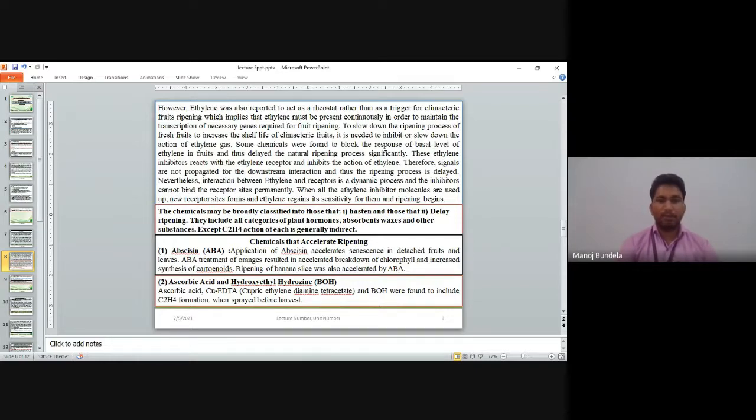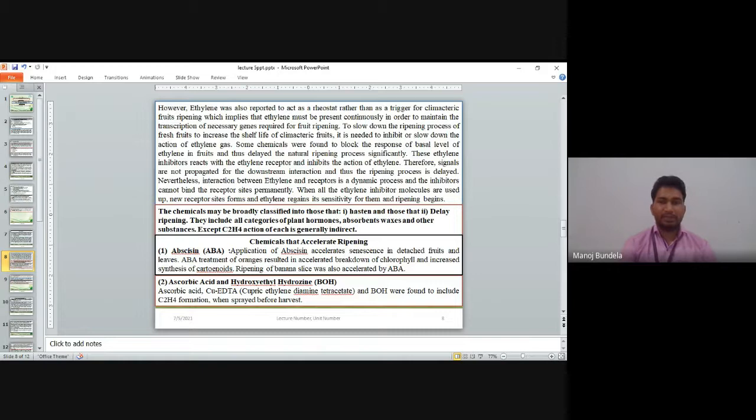The chemicals may be broadly classified into those that accelerate ripening and those that delay ripening. They include the whole category of plant hormones, absorbents, waxes, and other substances. Except for ethylene, the action of each is generally indirect.